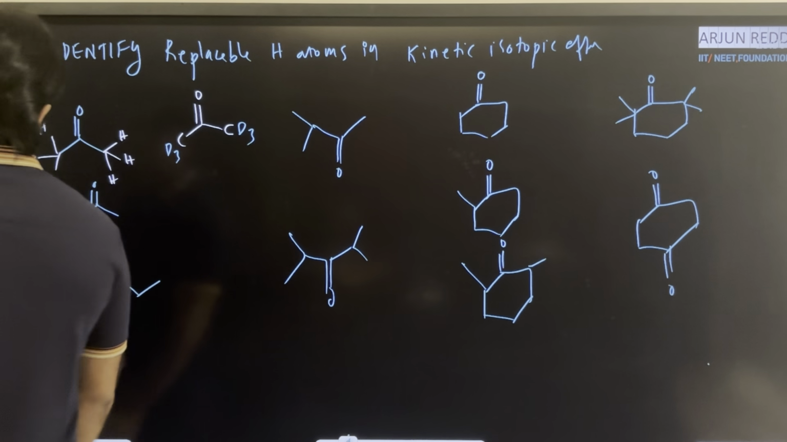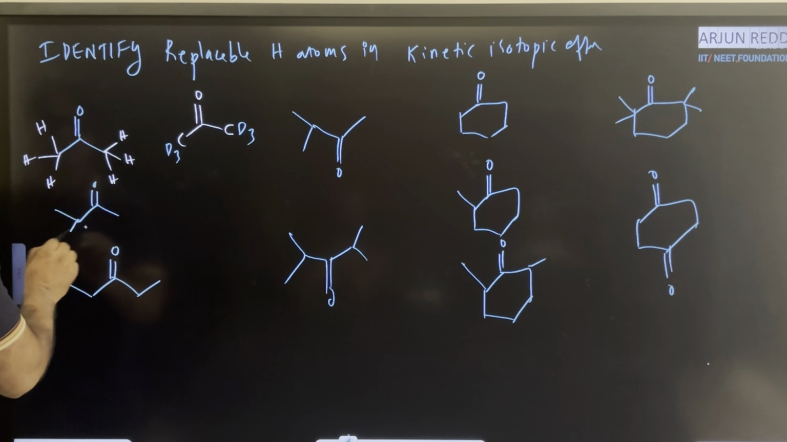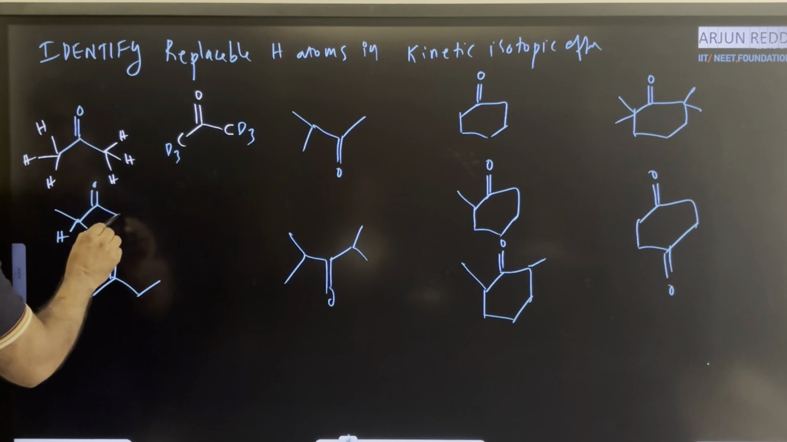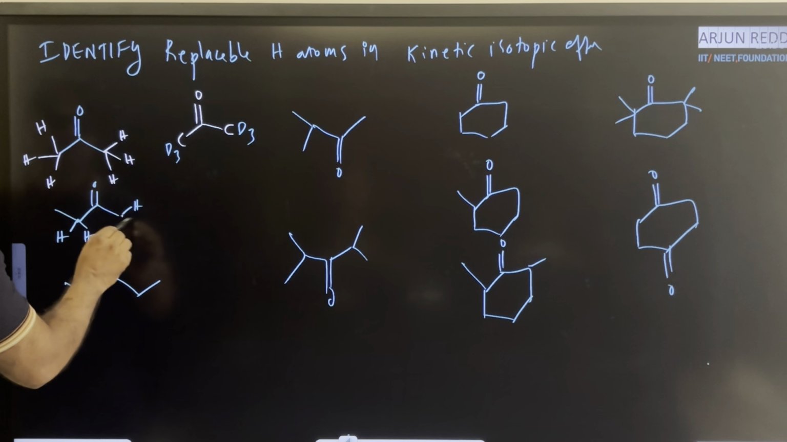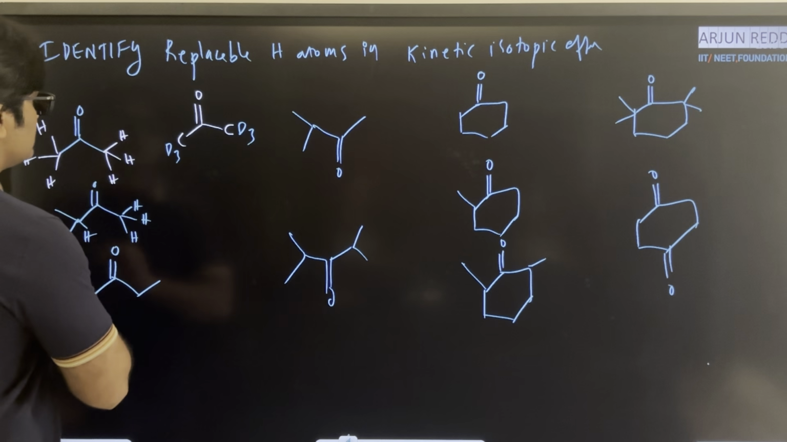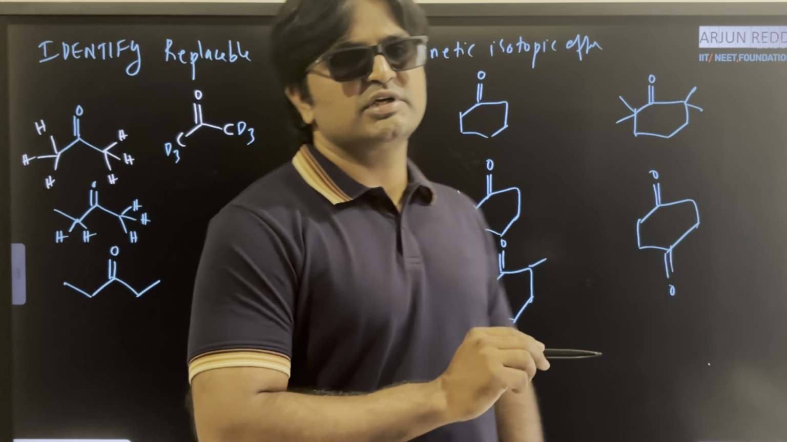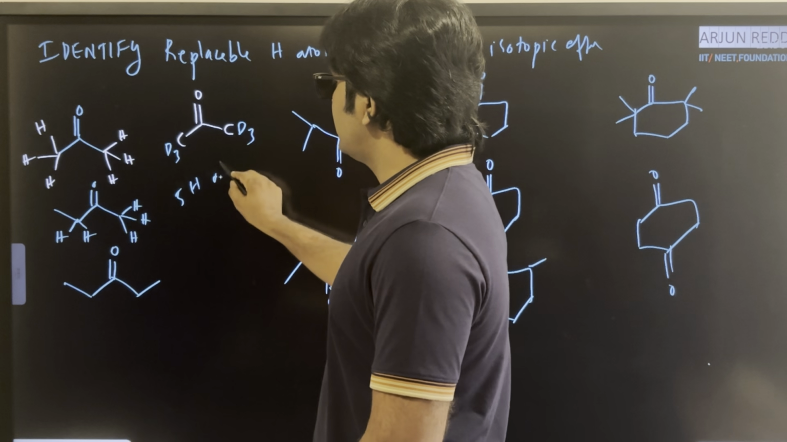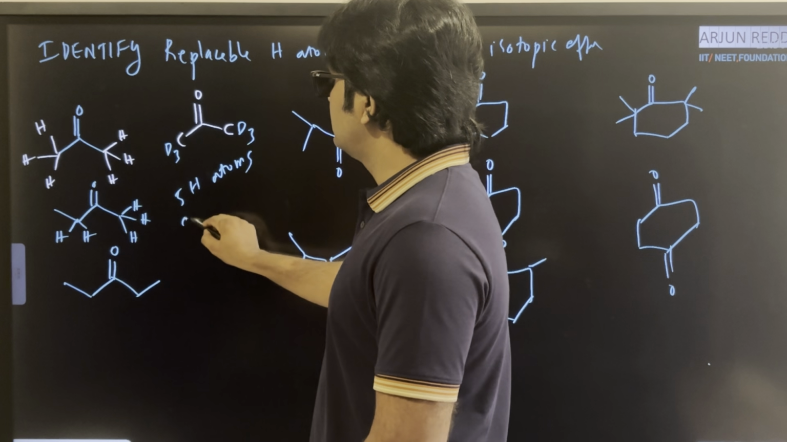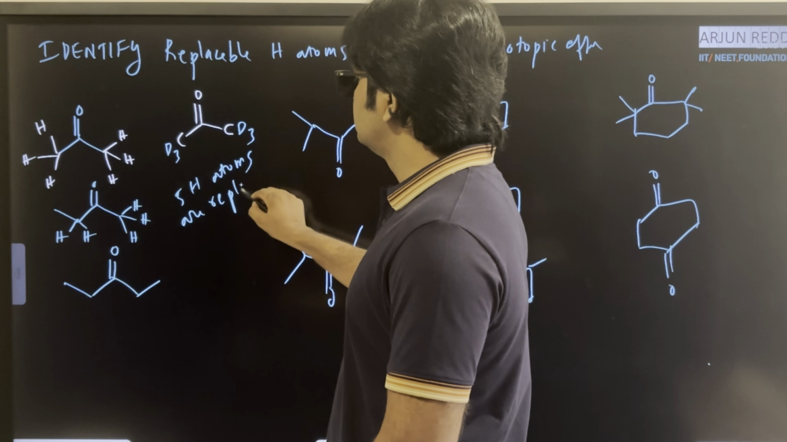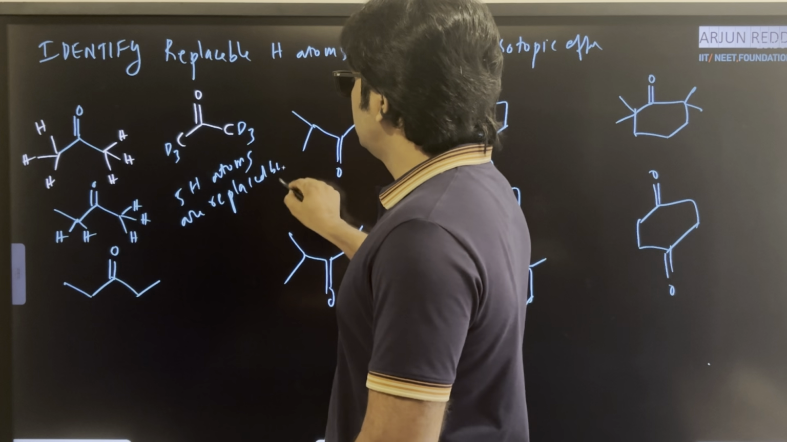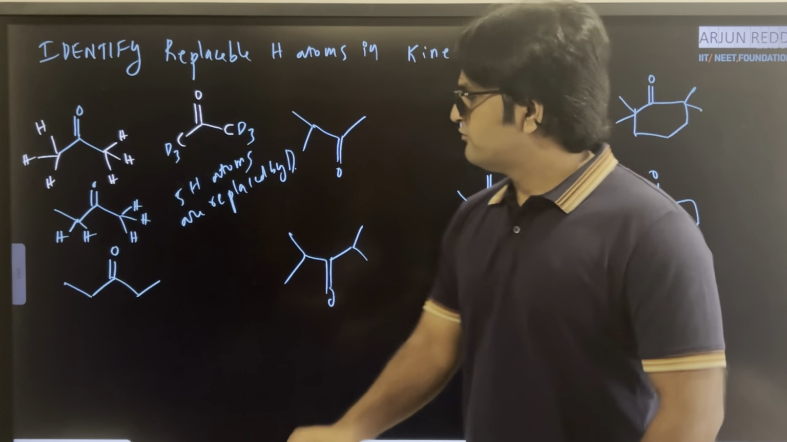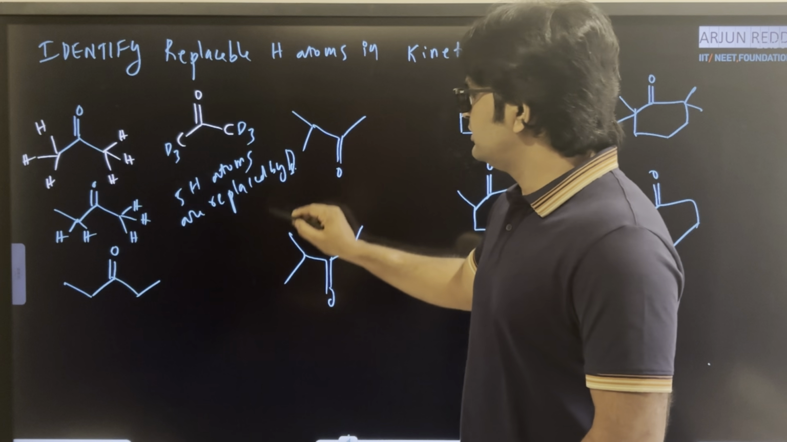Next, when you come to the second molecule, on the left side 2 hydrogen atoms and on the right side 3 hydrogen atoms are there: hydrogen, hydrogen and hydrogen. How many replaceable hydrogen atoms? 5 hydrogen atoms are replaced by deuterium. Okay, fine.